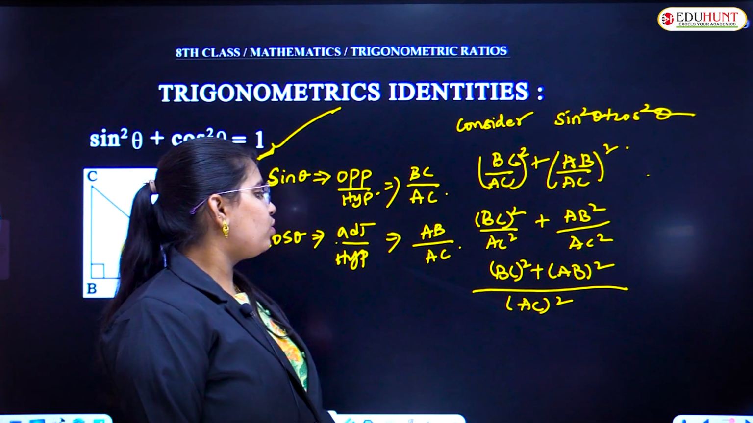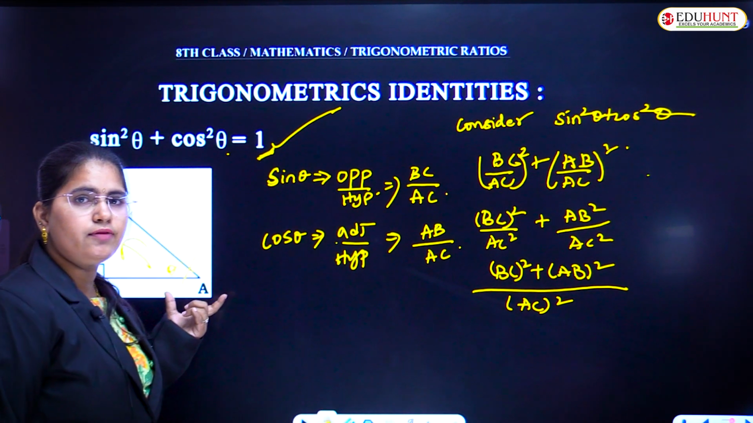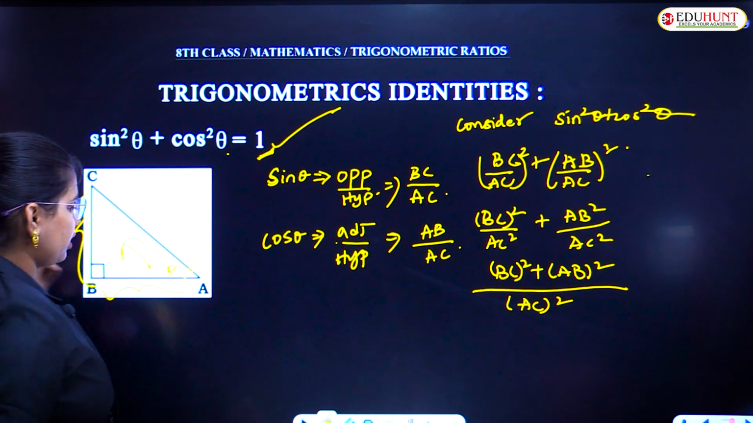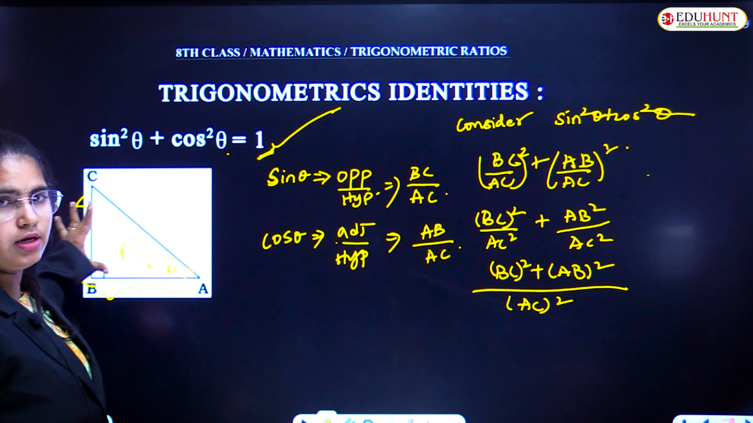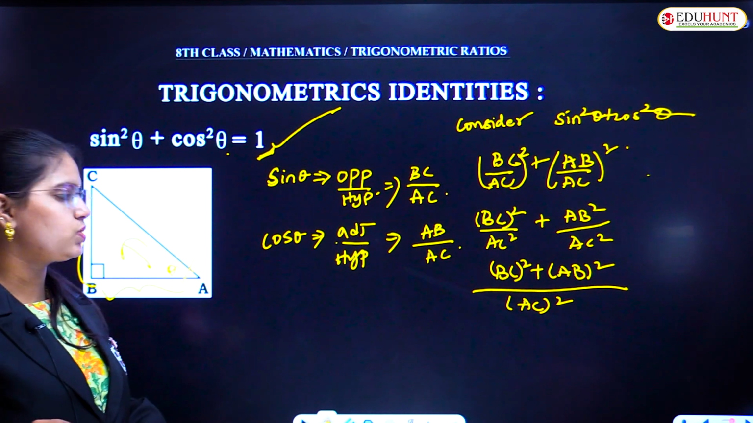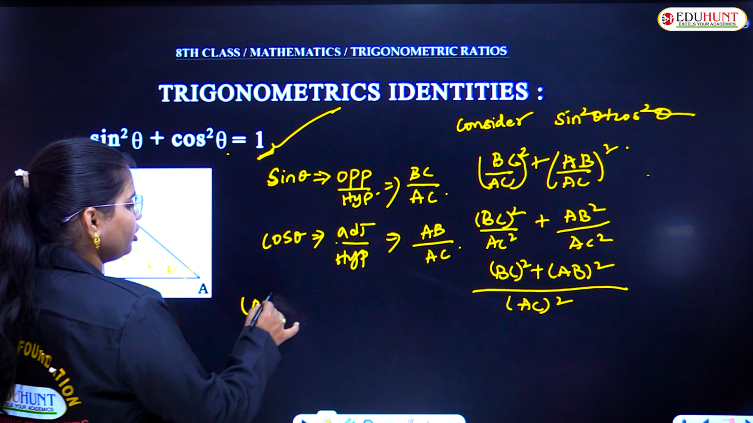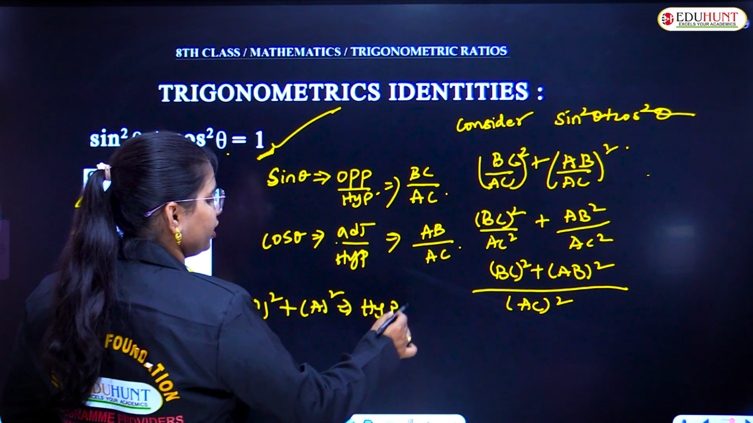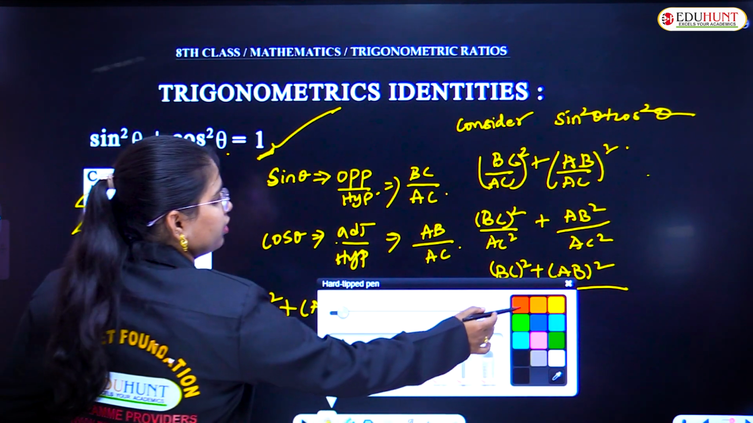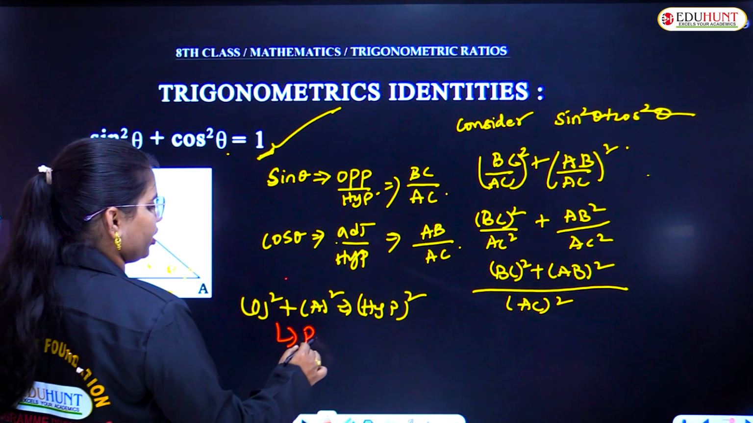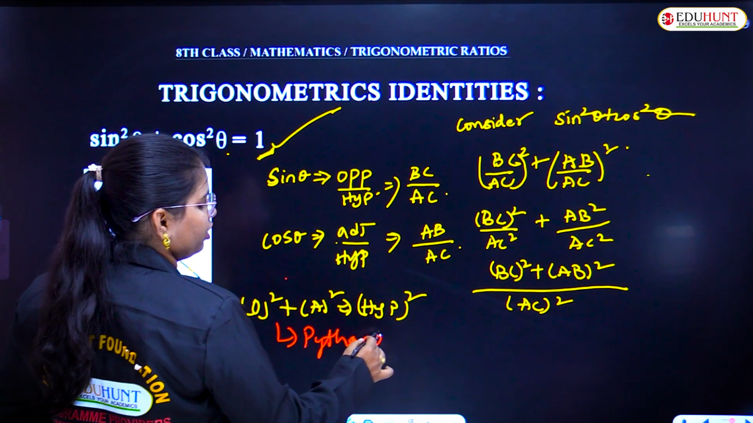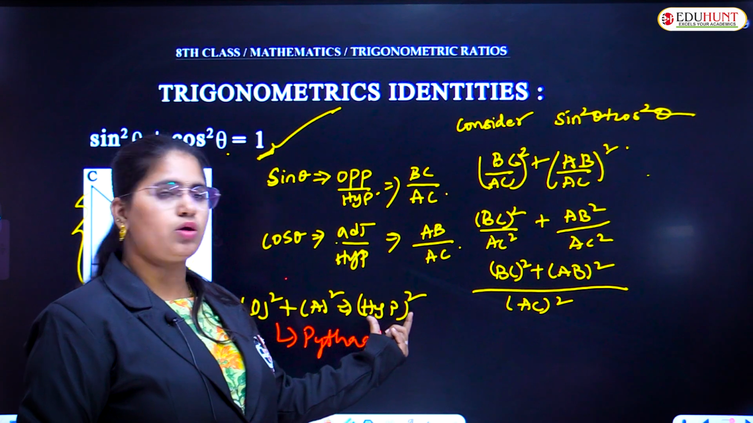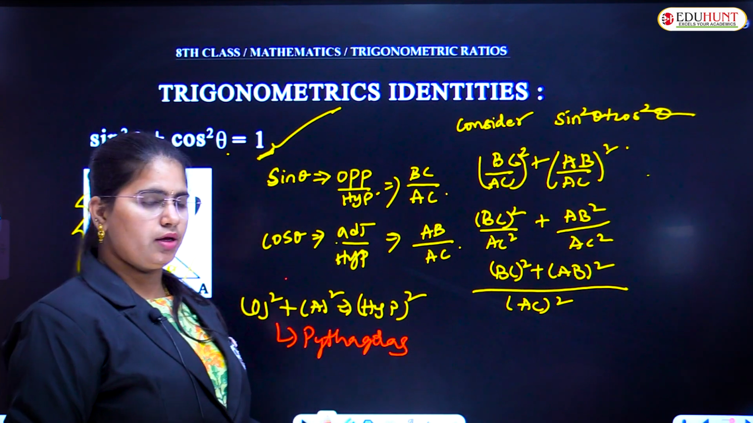Am I correct? Just observe the figure. What do you have? This is BC square and this is AB square. Opposite square plus adjacent square will always be equal to hypotenuse square. Who proposed this statement? Pythagoras. As per the Pythagoras theorem, opposite square plus adjacent square is always equal to hypotenuse square, right?